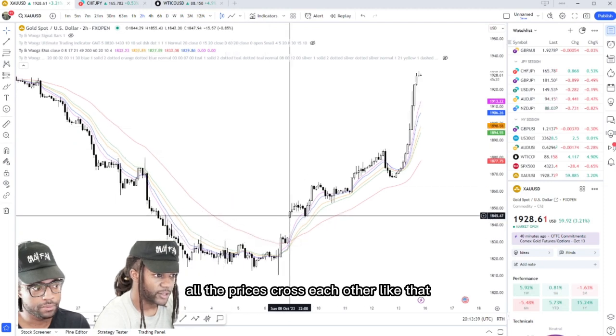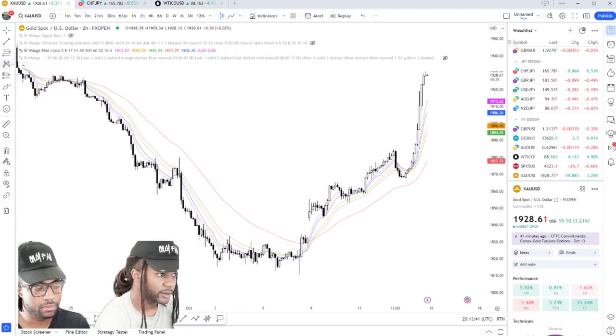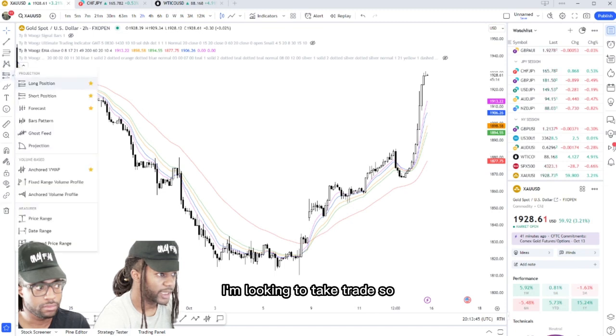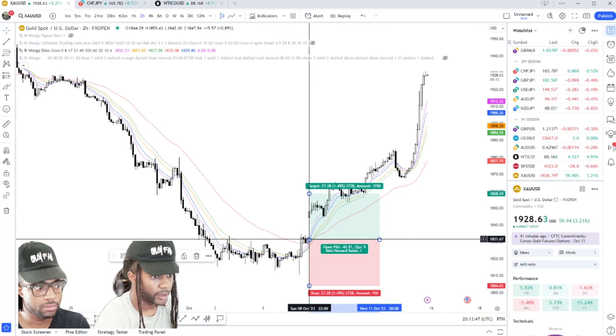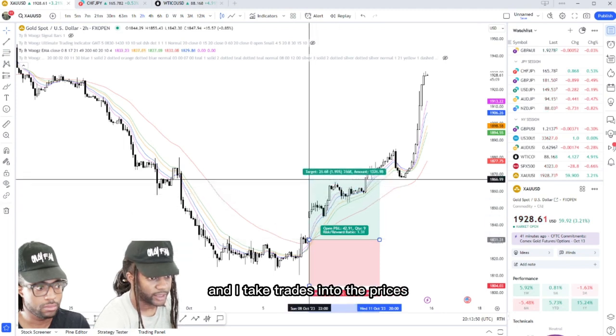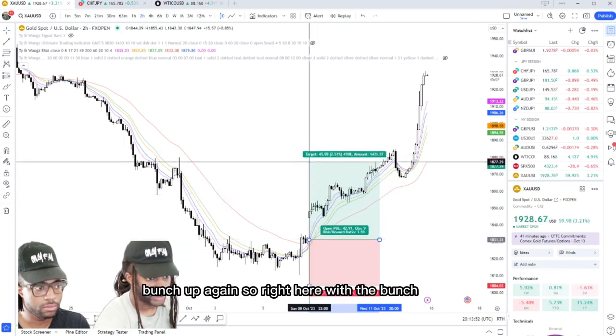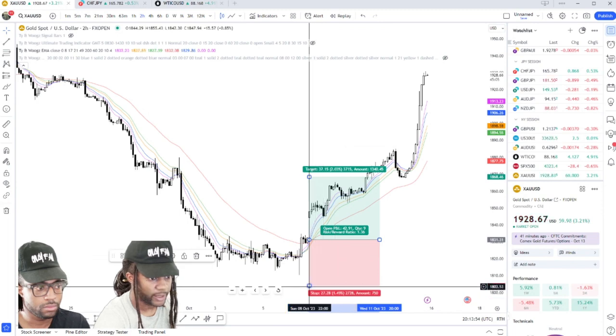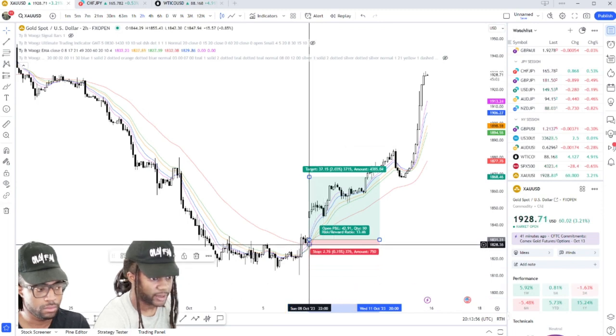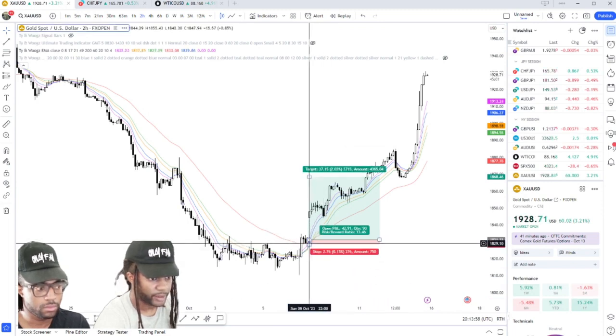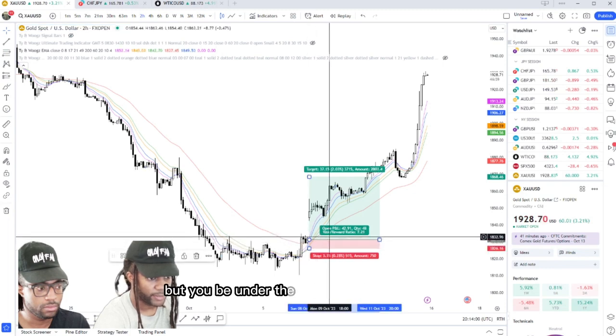When all the prices cross each other like that, I'm looking to take trades. And I take trades until the prices bunch up again. So right here was the bunch up point. My stop loss would be under the red line. You can even do half of the bar, but you'll be under the red line.